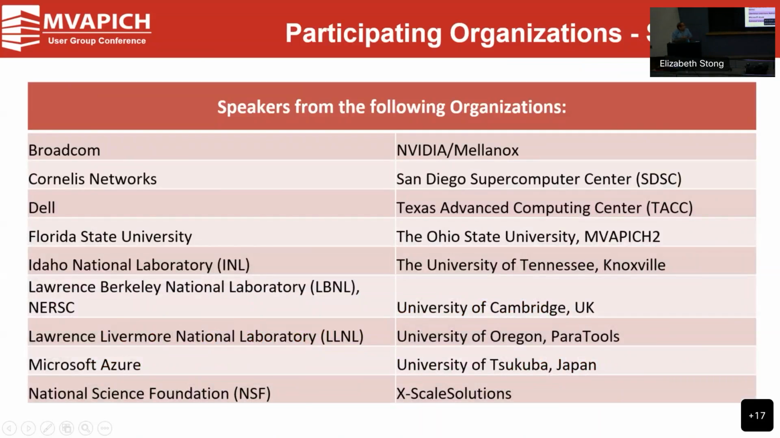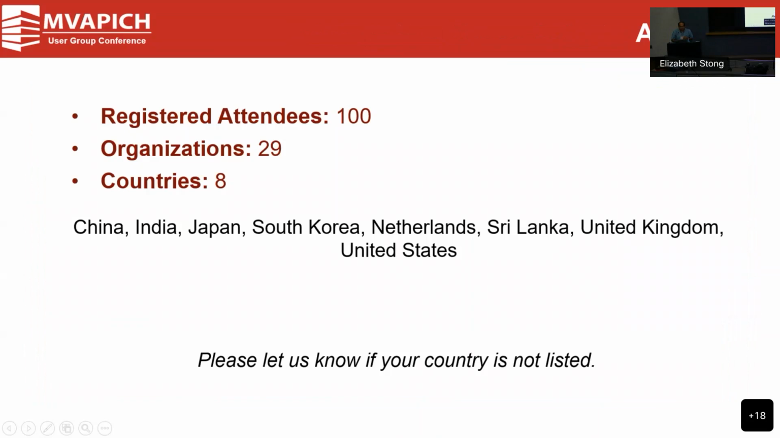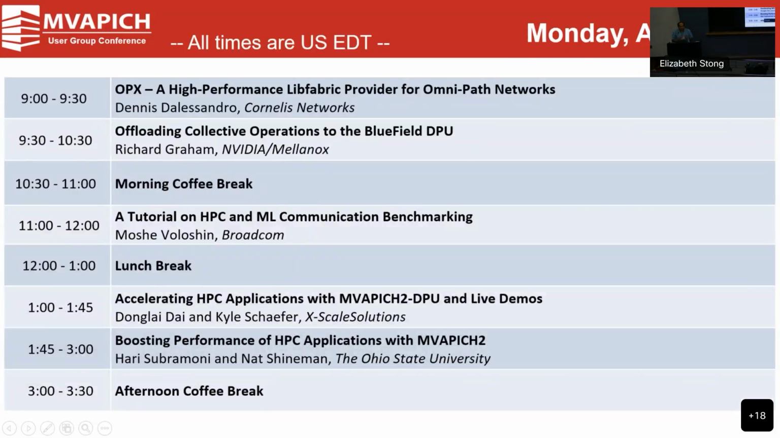We have an excellent set of speakers here. As you can see from the list, we have speakers from almost 18 different organizations. We crossed around 100 registrations this morning from 29 different organizations and 8 countries. Many of the people are joining remotely. Today we have a very tight schedule, but the first day is mostly tutorials. We'll formally start the conference tomorrow morning.